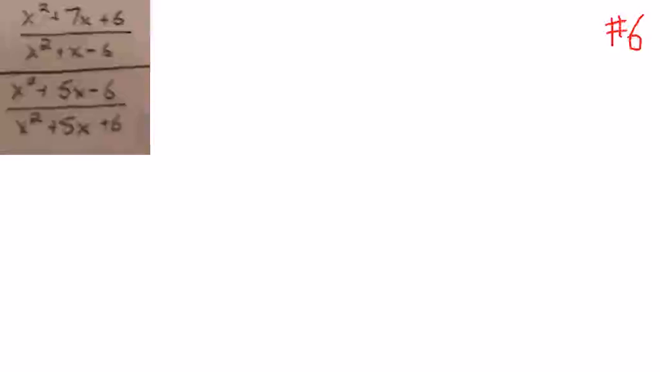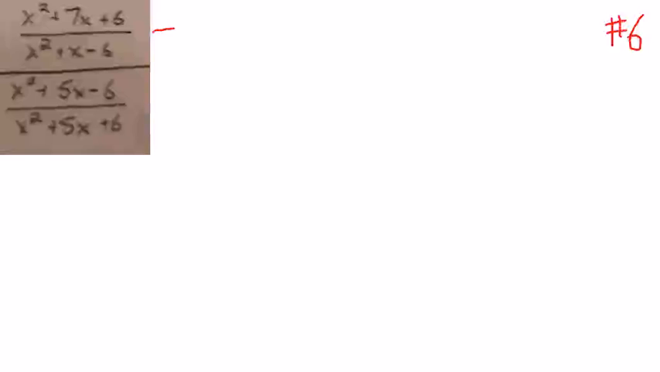Okay, number 6 from your review chapter study guide. Took a picture of what was written there. I've got a fraction divided by a fraction with a whole bunch of factorable quadratics. So I want to take care of a couple things. I want to take care of the division, and I also want to factor everything. I'll break it up into 2 steps there so you can make sure you follow everything.